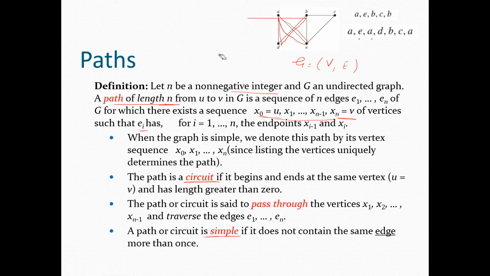D, B. Oh, all done. A, E. Sorry. A, E, again A. Okay. So D, D to B, and then B to C.